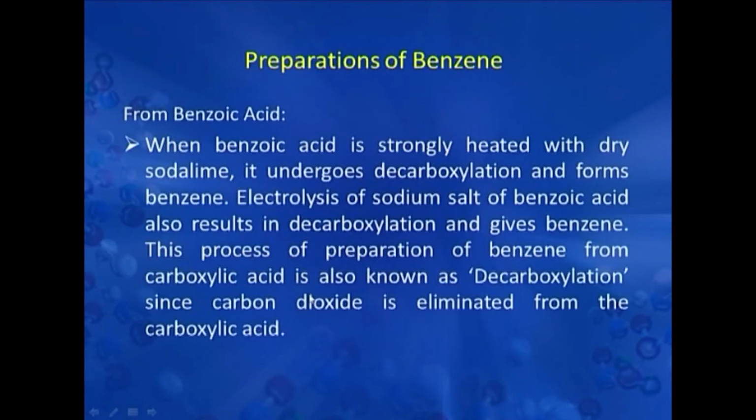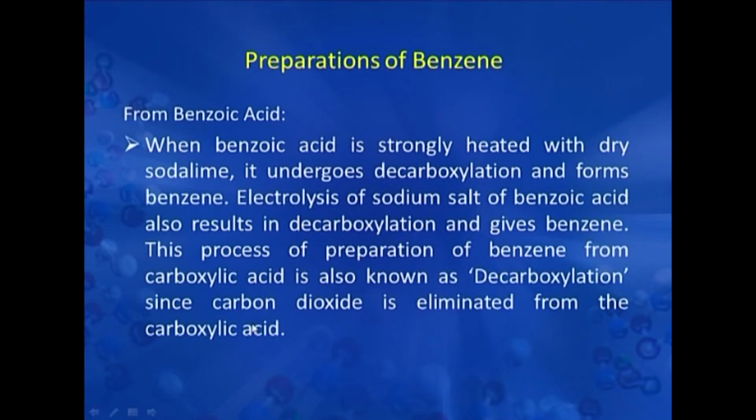Then the third preparation we take from benzoic acid. This is a very important process, since this has found application in our regular laboratory practicals also. We do the soda lime test. That soda lime test is related to this preparation of benzene. Actually, what happens is when benzoic acid is strongly heated with dry soda lime, it undergoes decarboxylation and forms benzene.